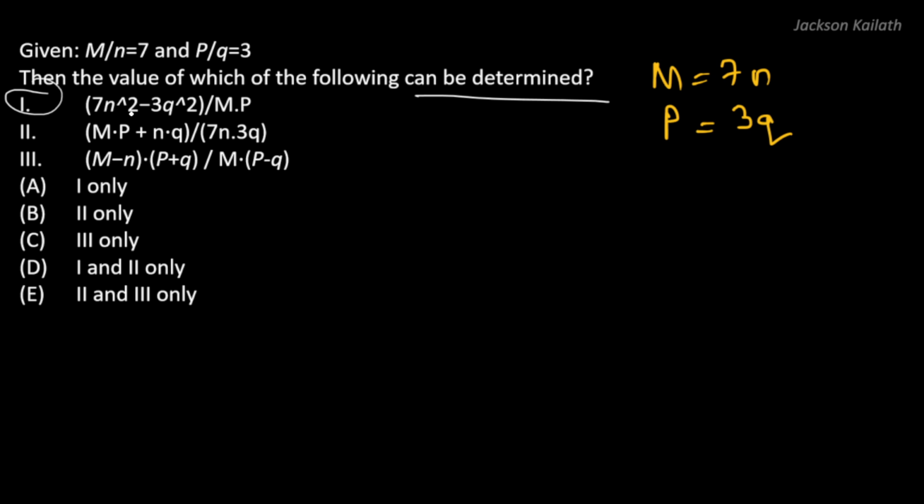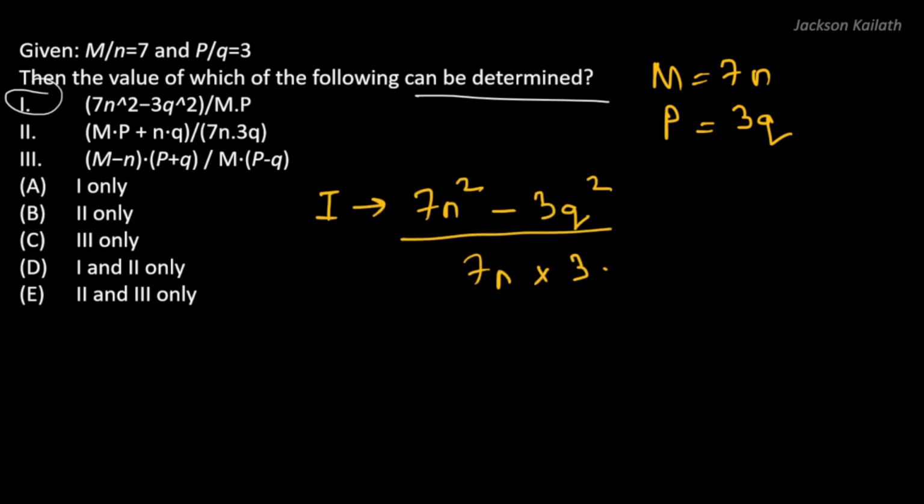Alright, now let's take a look at statement 1. It's given that 7n square minus 3q square divided by m into p. So instead of m, let me write 7n, and instead of p, let me write 3q. So statement 1 becomes 7n square minus 3q square divided by 7n into 3q. Now over here, there is no way to simplify this further, right? I don't know the relationship between n and q because it's not given in the question. So I'm not able to simplify this further, and I'm getting a no over here.